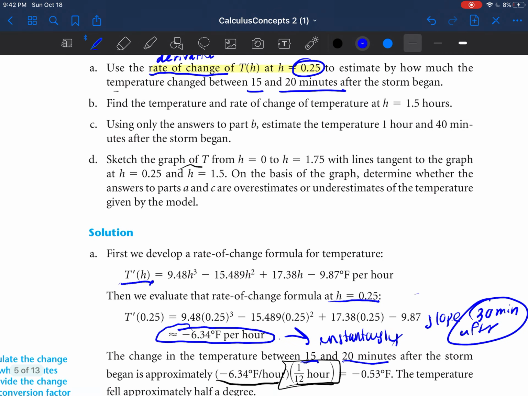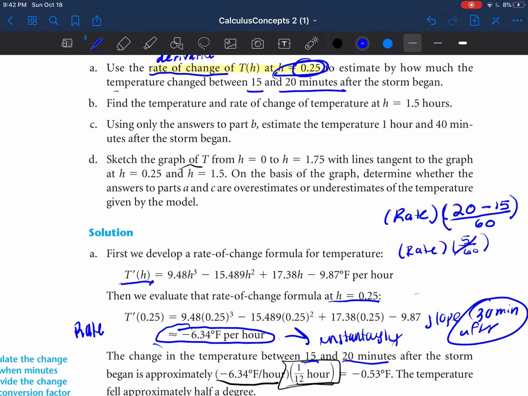So this is your rate, right? You're going to have the rate that you found, the slope at this point, times 20 minus 15 all over, because of course it's in hours, we're just going to do 60. So the rate times 5 over 60, this simplifies to 1/12, because it's asking you the change between 15 and 20, so you have to subtract them. The rate is negative 0.634 degrees Fahrenheit, and you multiply that by 1/12.